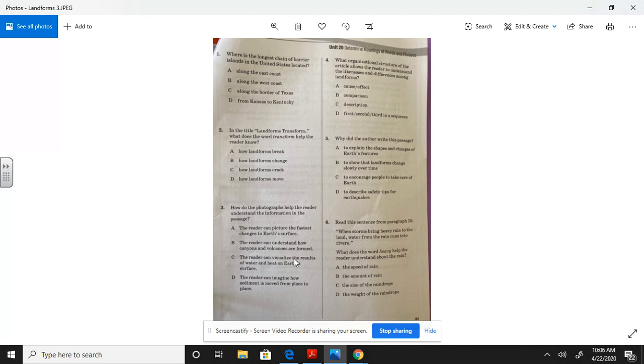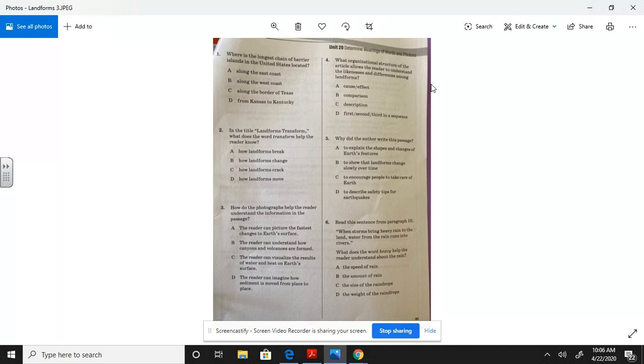The reader can imagine how sediment is moved from place to place. Sure, it showed me in the Grand Canyon how the water has worn away the rock, but it doesn't really give me a visual or show me how the sediment moved from one spot to another. So the best choice for an answer definitely is C here.